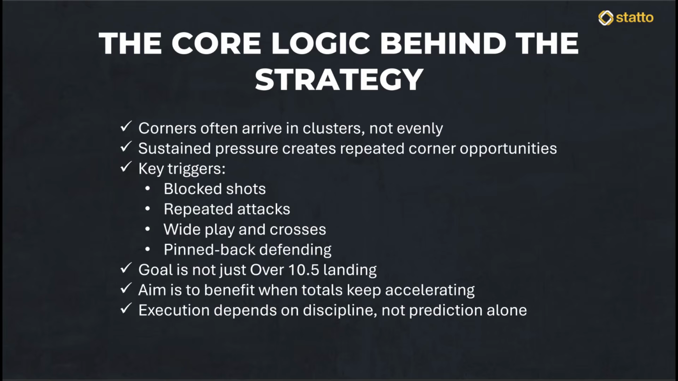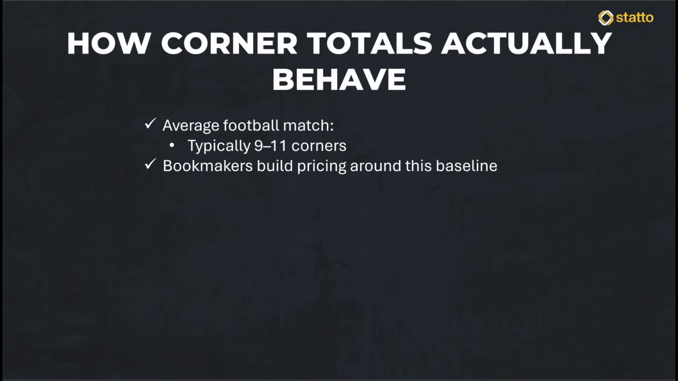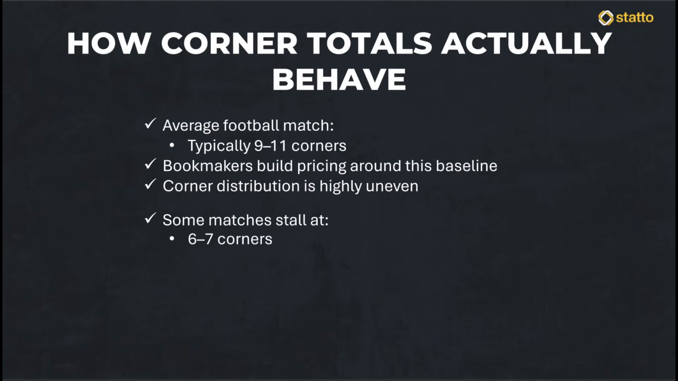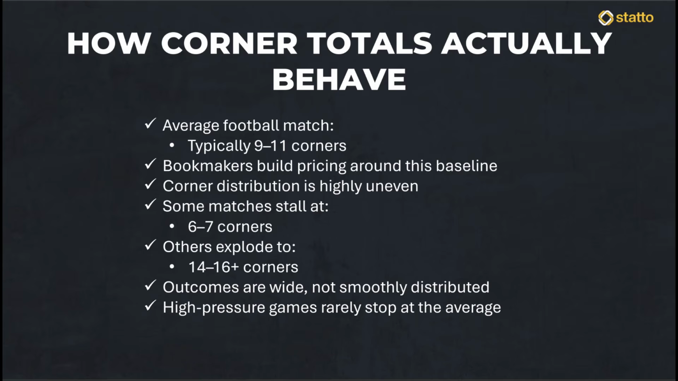Now, to take this a step further, we need to understand how the corners market actually behaves over the course of a match. If you look at the raw numbers, most football matches tend to land somewhere around 9 to 11 corners on average. That's your typical baseline, and it's exactly what the bookmakers are building their prices around. But here's the important part. Corners don't distribute evenly. You don't get a nice steady build from 0 up to 10 across 90 minutes. What actually happens is far more uneven.